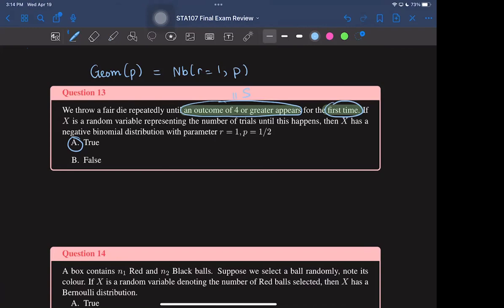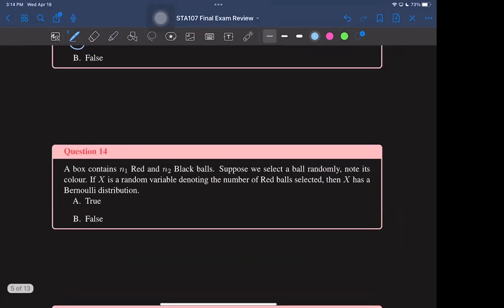Any question about this one? Okay. Thank you. Let's vote on question 14.